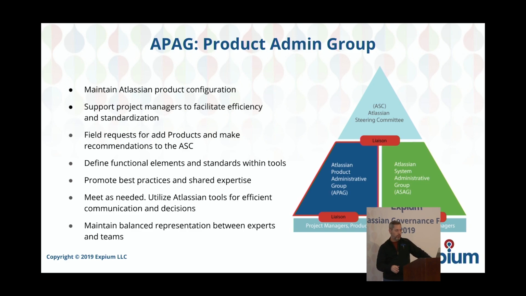These are the people that are going to be needed to write that tool. The primary purpose of the APAG is going to be responsible for creating and maintaining all the shared product elements within the Atlassian functional tools, as well as coordinate with project managers down below to facilitate the efficient product structure and make recommendations to the ASC for additional products and add-ons.